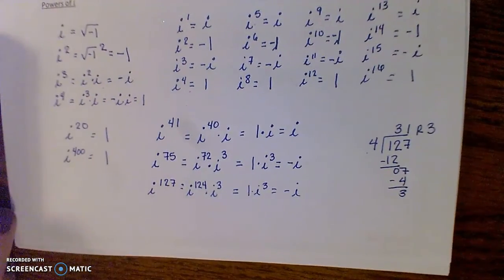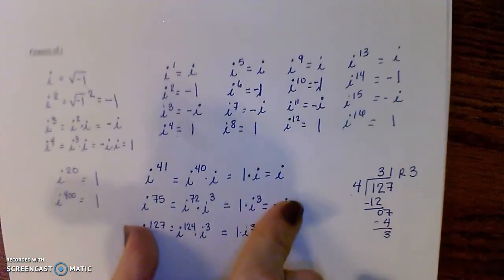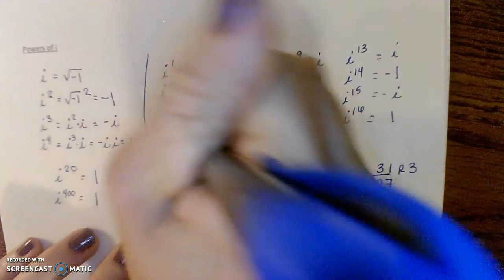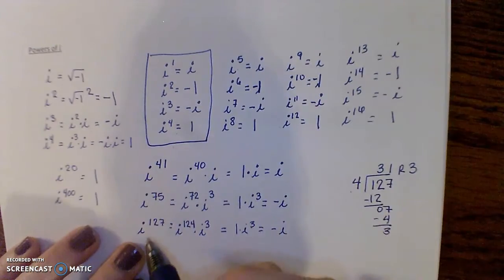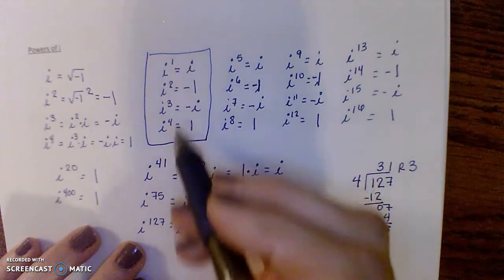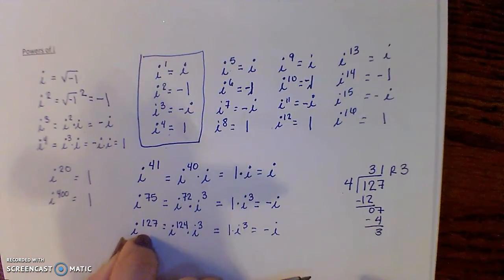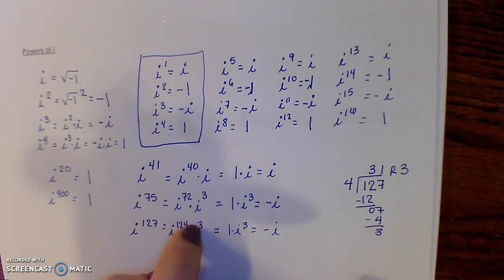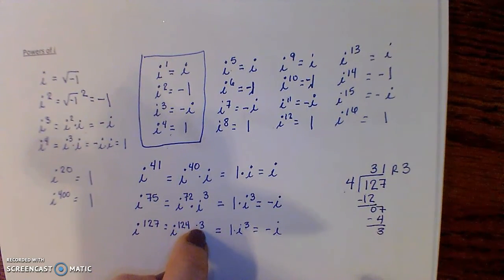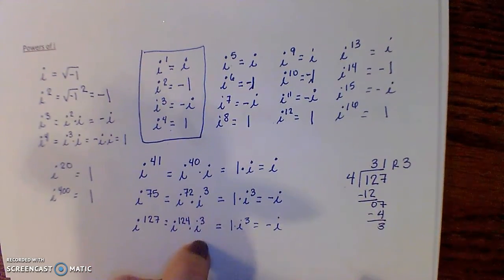So in this way, you can really evaluate i to any power just by using this pattern: i, -1, -i, 1. If you can do that, just take whatever the power is, think about what's the closest multiple of 4 and how many are left over, and then you can evaluate by just doing the leftover, the remaining factors of i.